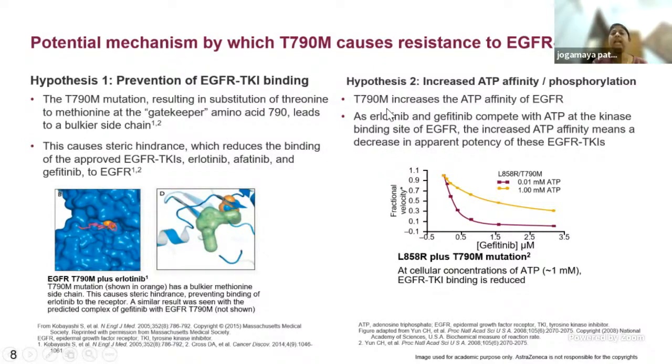The second mechanism is an increased ATP affinity of the EGFR. T790M increases the ATP affinity of EGFR, so when they compete, ATP binds faster, and erlotinib and gefitinib do not bind to the EGFR receptor. This apparently reduces the efficacy or potency of these EGFR TKIs.